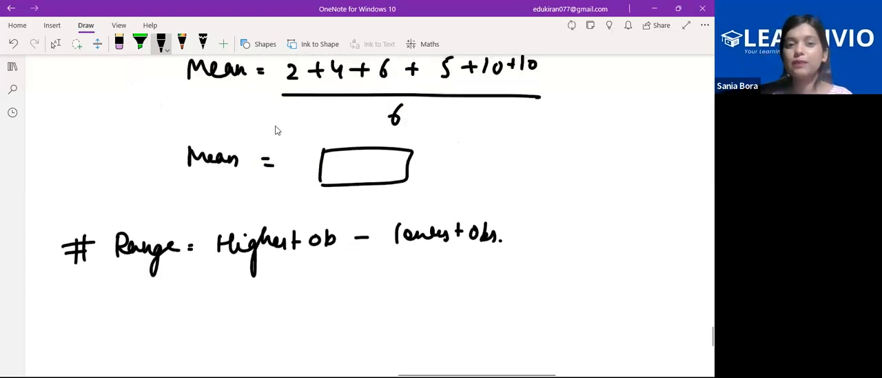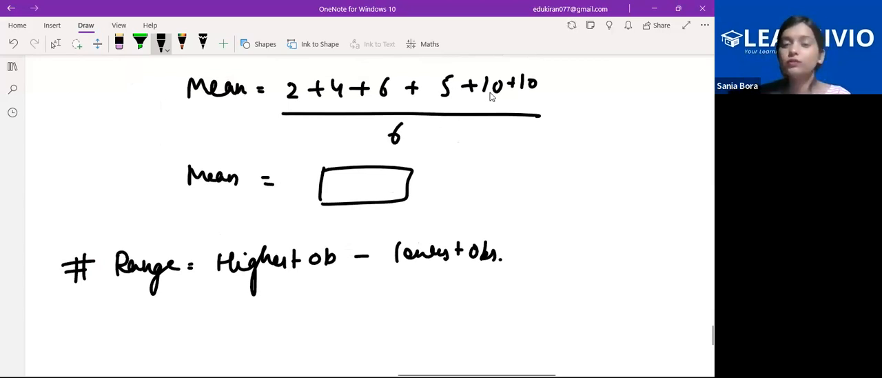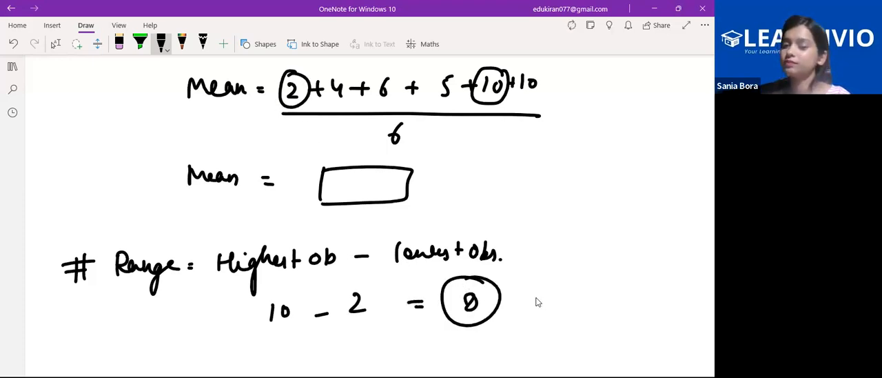Yes. For example, over here, what is the highest score? 10. And what is the lowest score? 2. So what will the answer be? It will be 8. Yes. Clear?